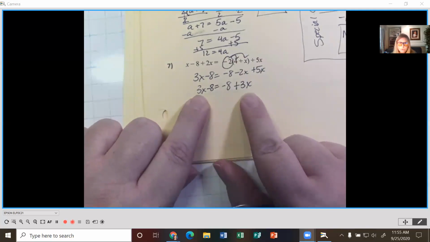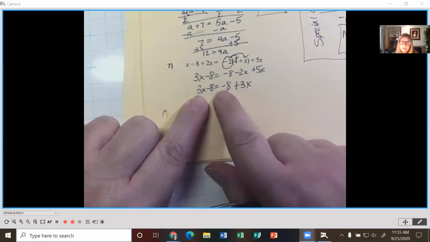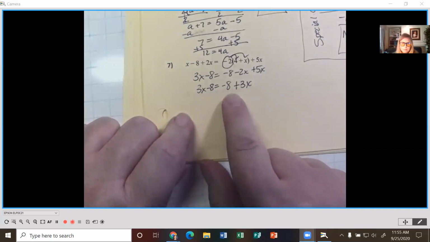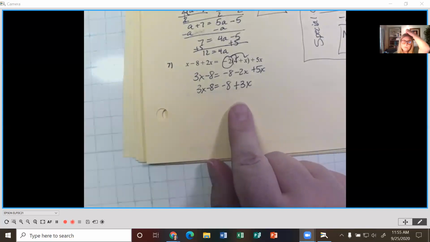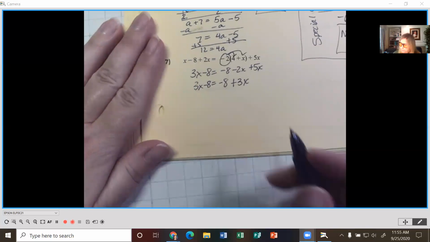Okay, then we have 3x minus 8 is equal to negative 8 plus 3x. Do you recognize that those are the same? So if I rewrote this one, it would be 3x minus 8. This one is 3x minus 8. They're going to be equal all the time. They're the same number. So let's prove that. So this will be all real solutions. Okay, or all numbers make this true. And let's see what that looks like algebraically.